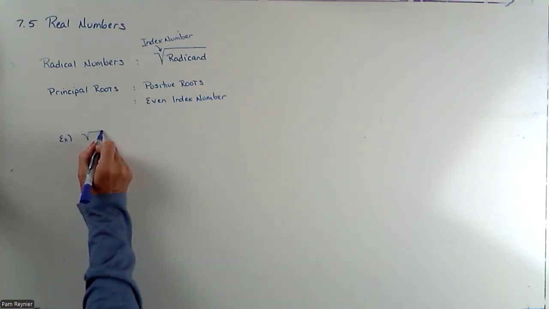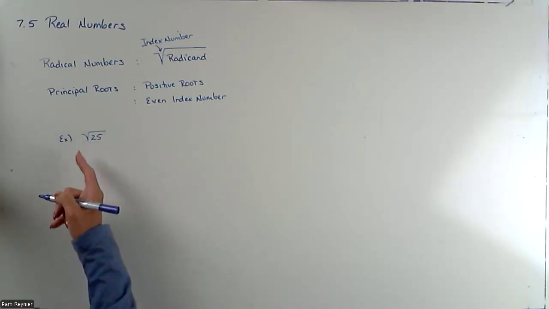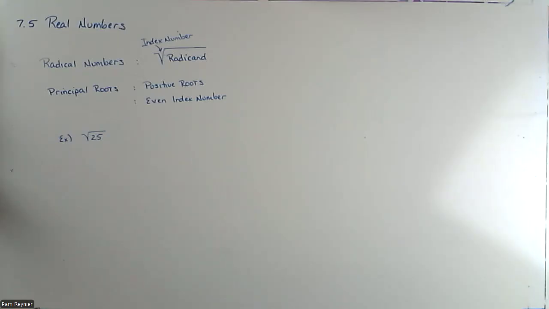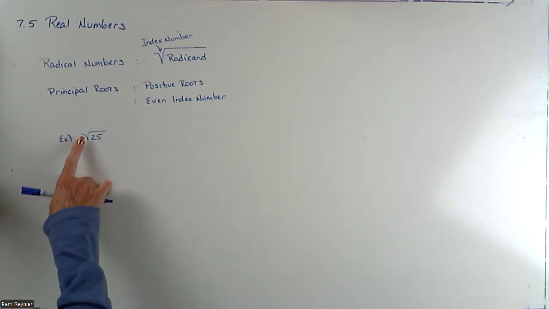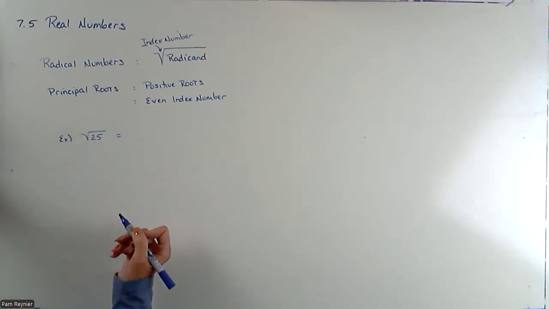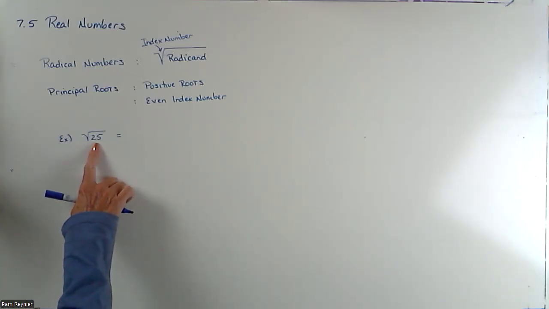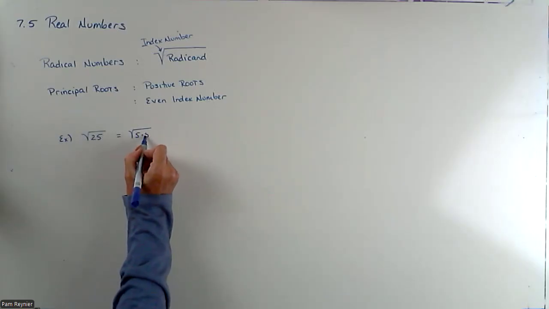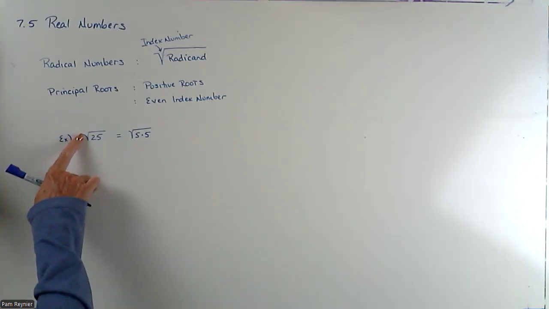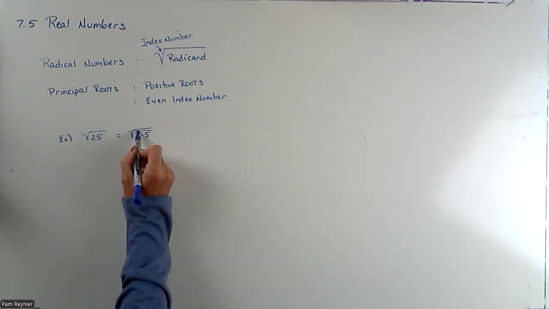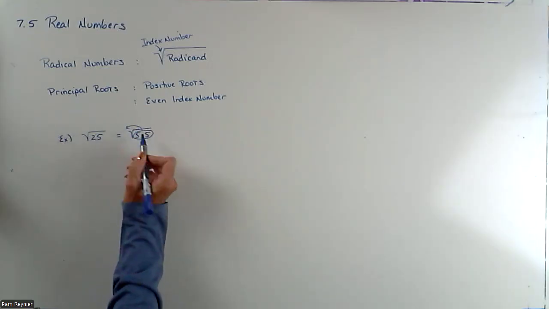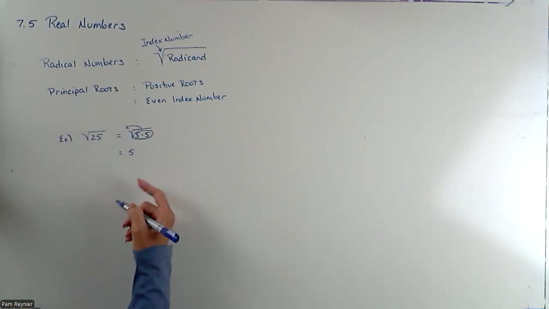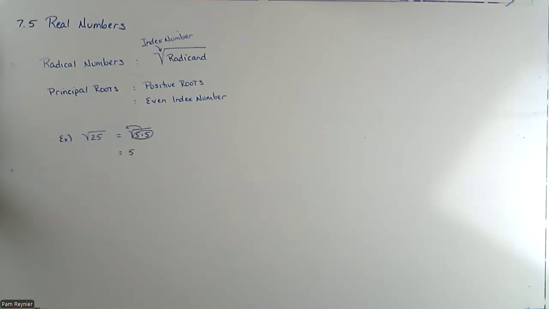Let's say I ask you for the square root of 25. The square root, that's the smallest root we can have, so we don't need to write a 2 down for the index number. It's implied that it's a 2. And so what we want to know is how can we break 25 down into 2 identical roots or factors? And we would have 5 times 5. Since the index number is a 2, and we have 2 that are identical, that can come out, and our answer is 5. And the only factor that would be left over on the inside is a 1, because 1 is a factor of everything.